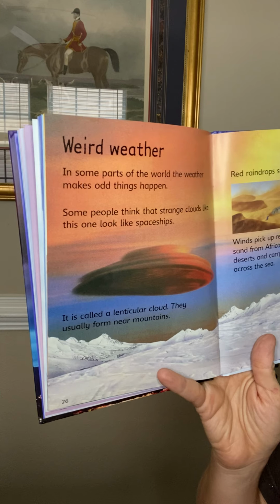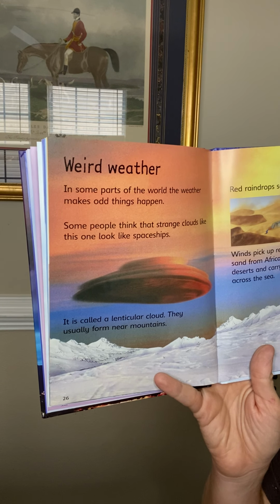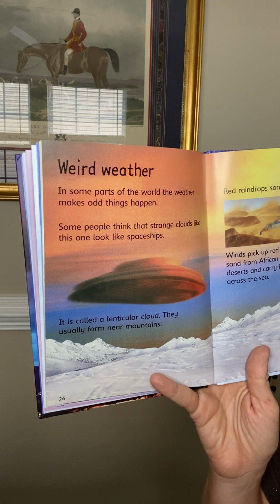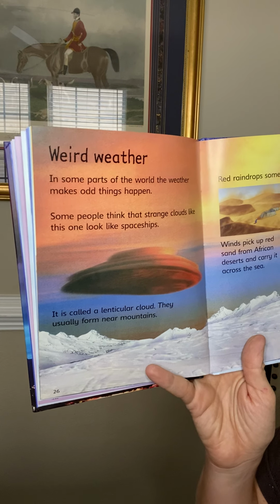Weird weather. In some parts of the world, the weather makes odd things happen. Some people think that strange clouds like this one look like spaceships. It's called a lenticular cloud. They usually form near mountains.